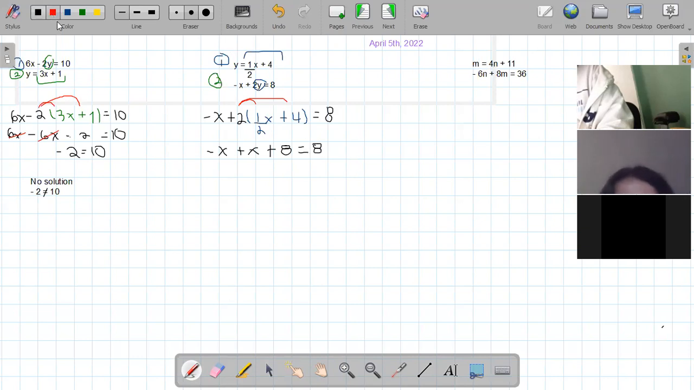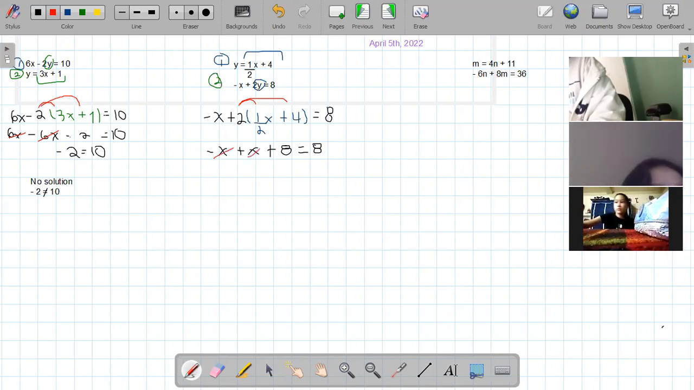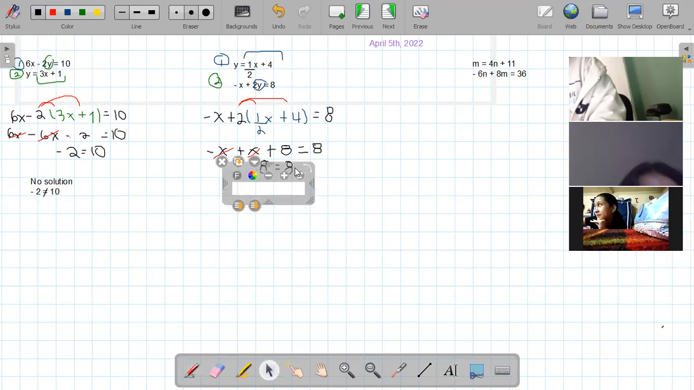Let's simplify. Negative x plus x. 0. So I cancel that out. And what do I have left? I got 8 is equal to 8. How many solutions do I have then? One solution.